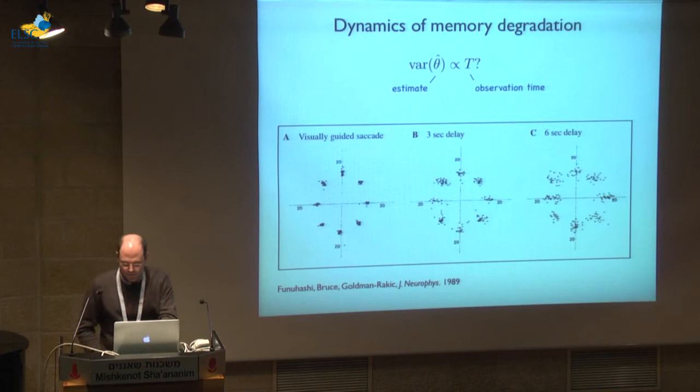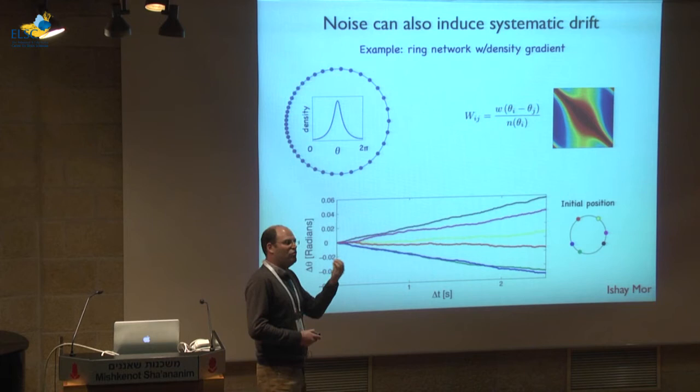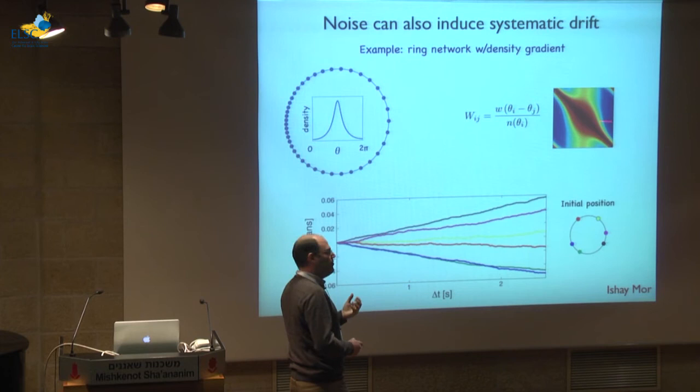Another point that I'd like to make is that it turns out that in addition to introducing a random diffusion, noise in these networks can also introduce systematic drift. And here's an example where this happens. So the idea is the following. We take the ring network that I described before. Now, the magnitude of the diffusion coefficient depends on the density of the neurons, the number of neurons on the ring, and it's smaller if the density is higher.